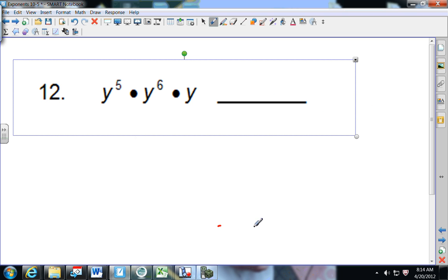Next one. They're all y's. This is a 1 here because the mistake would be people would tell me it's y to the 11th. But it's not. It's y to the 12th because you have to add the exponents.